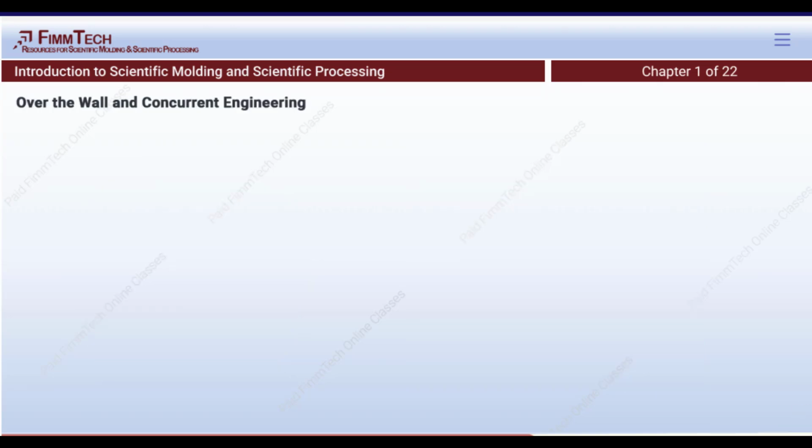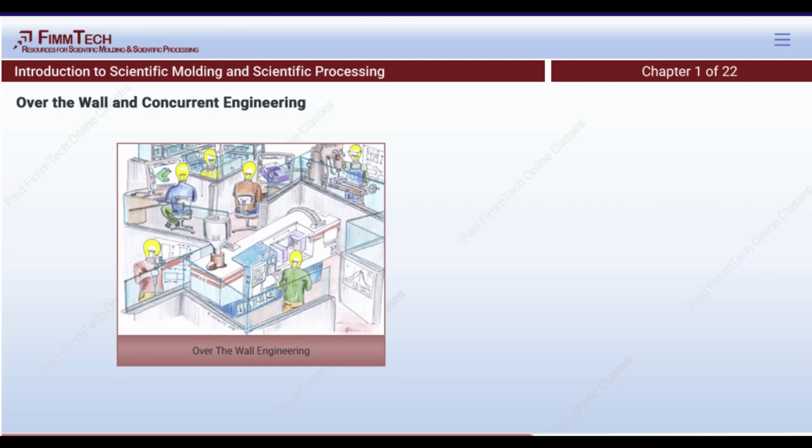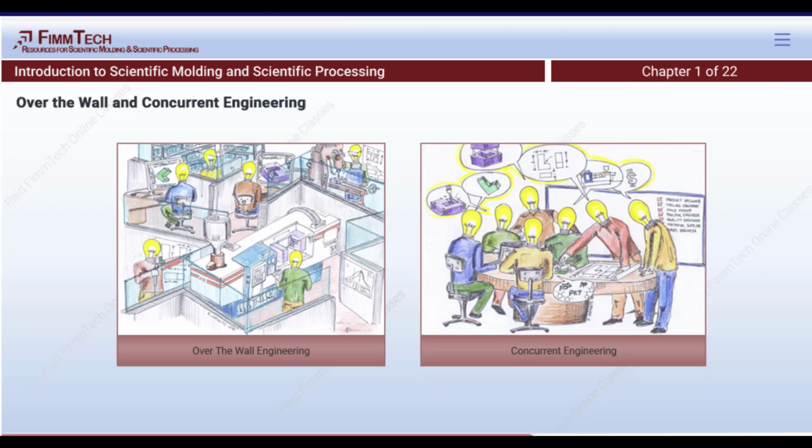Since all the 5 elements are important, you should never have an over-the-wall engineering approach in your company. You should make sure that whenever you get a new project, all the bright people are pulled onto one table where they discuss the molding project and understand each other's role in it, and that is what is called concurrent engineering. And concurrent engineering is very important for the success of a molded product.